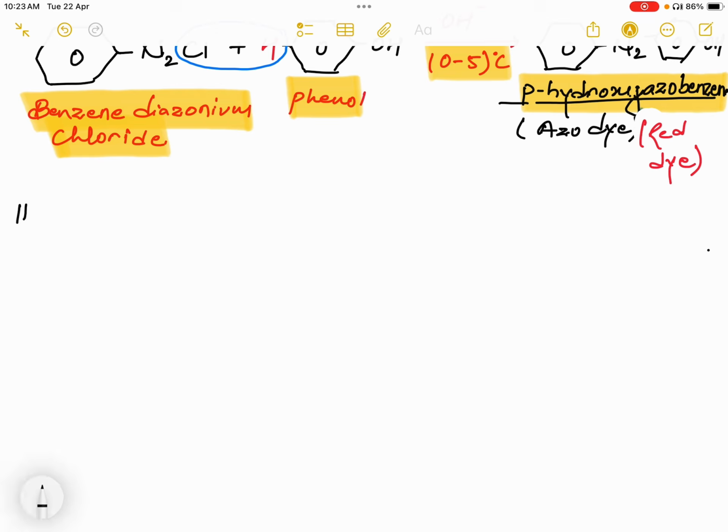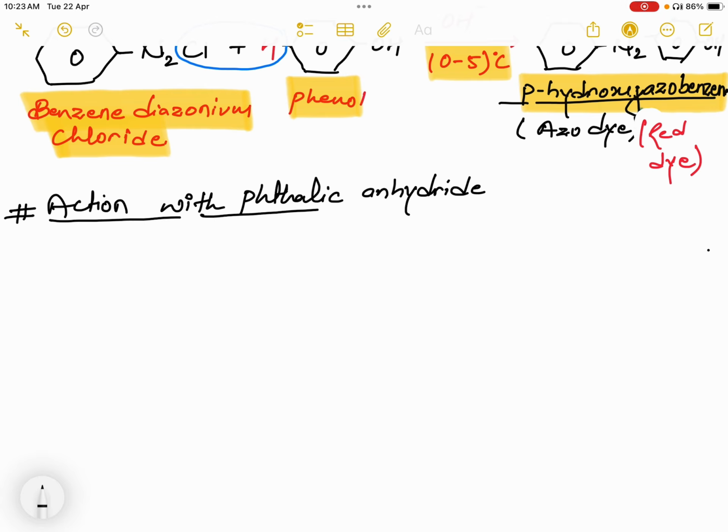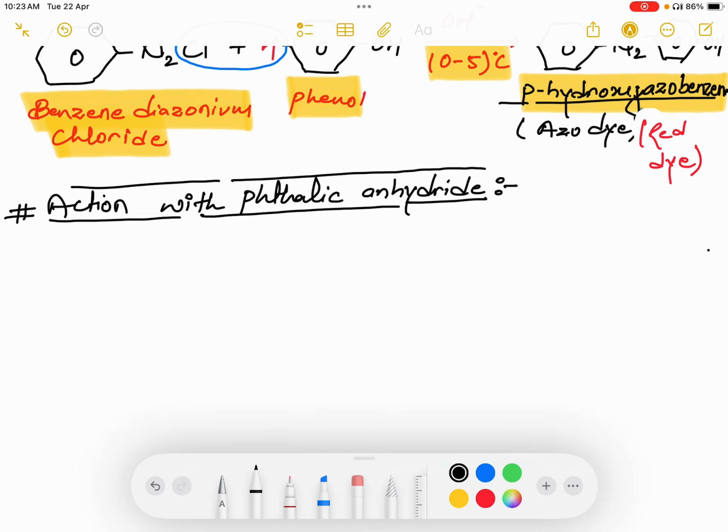So next we have the action with phthalic anhydride. So what will happen when phenol is being treated with phthalic anhydride? So what exactly is this? Let me go for it.